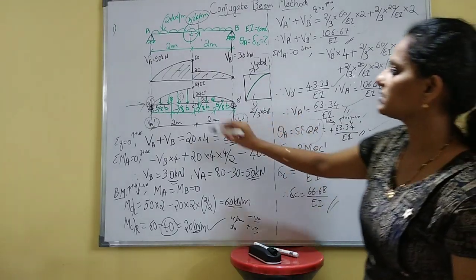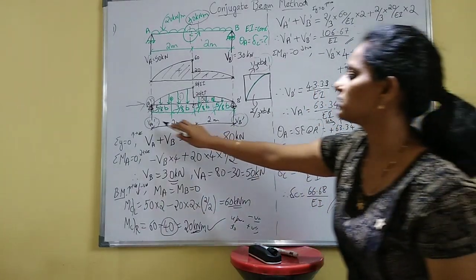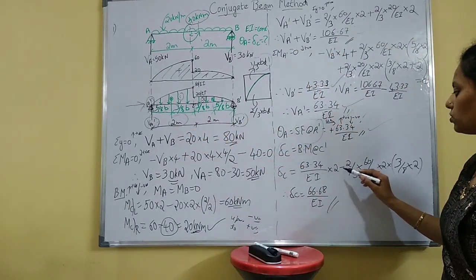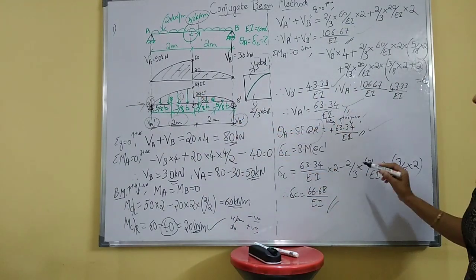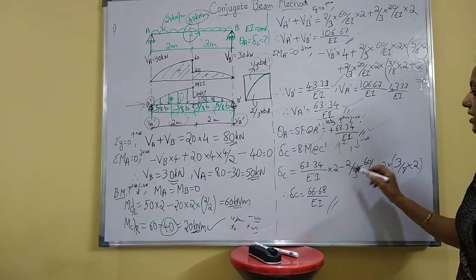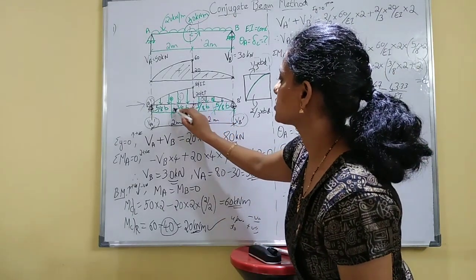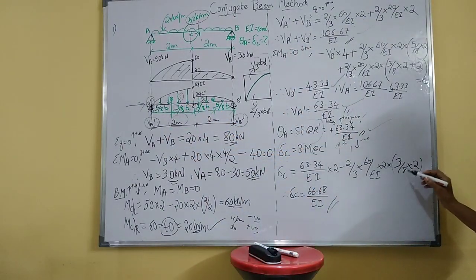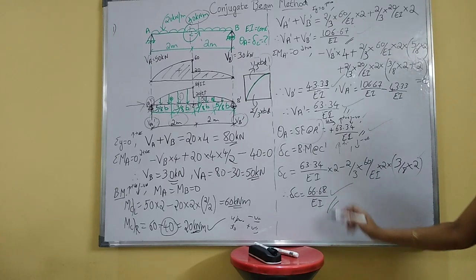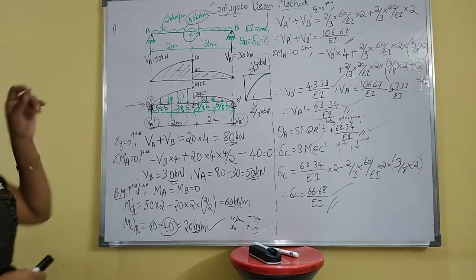Next, deflection at C, this point at C dash, so bending moment at C dash. Bending moment is 63.34 by EI into the distance up to C dash, that is 2 meter, so into 2. Then this is downward, so minus, bending moment sign convention, upward positive, downward negative, so minus 2/3 of 60 by EI into 2, and the distance with respect to C dash will be 3/8 of B. So 3/8 of B is 2 meter. Just calculate, get the value of delta C, that is 66.68 by EI. So this is your slope and deflection using the conjugate beam method.